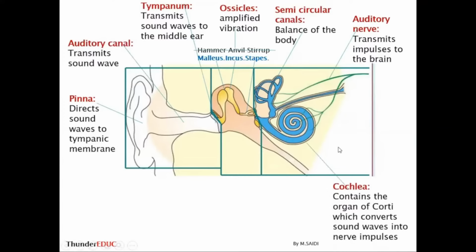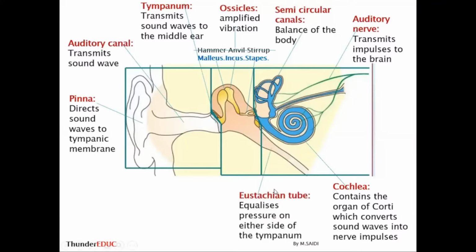Then you have another part called the cochlea, the coiled part. When you're talking about hearing, you have to uncoil it. It contains the organ of Corti, which converts the sound waves into impulses. The organ of Corti has sensory cells which detect the change in pressure. They are stimulated depending on how much pressure is applied, and then it converts that pressure or waves into an impulse. The impulse is sent to the brain for interpretation.